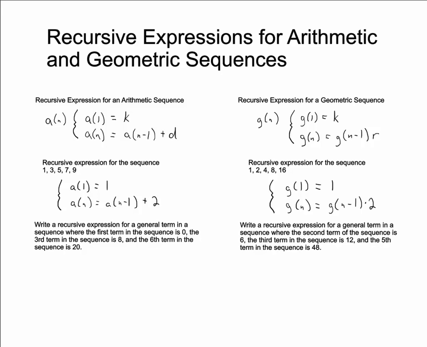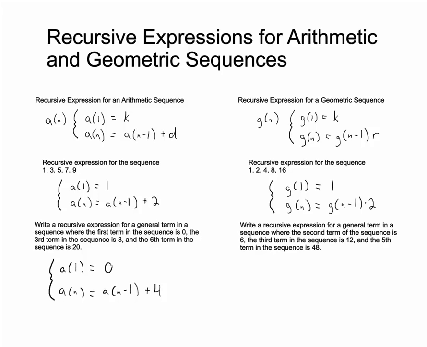So it looks like this is an arithmetic sequence with a common difference of 4. And we know the first term is 0. So let's write this out. So we have a of 1 is equal to 0. And then in a general sense, we want a of n is equal to a of n minus 1 plus that common difference, which is 4.